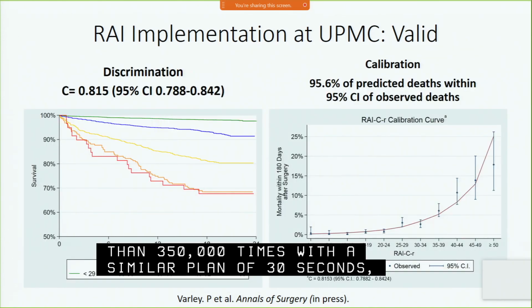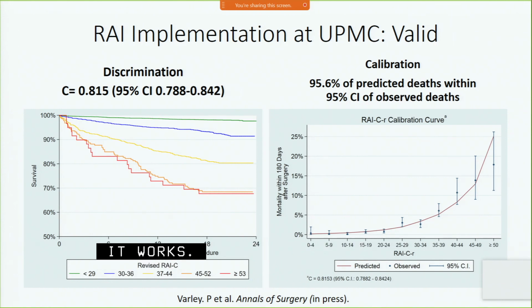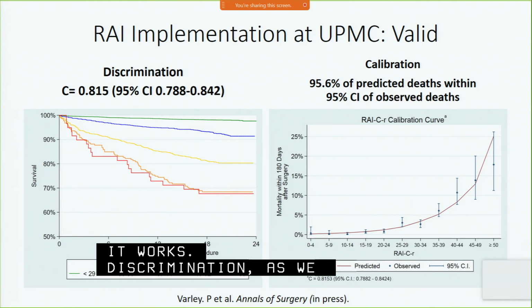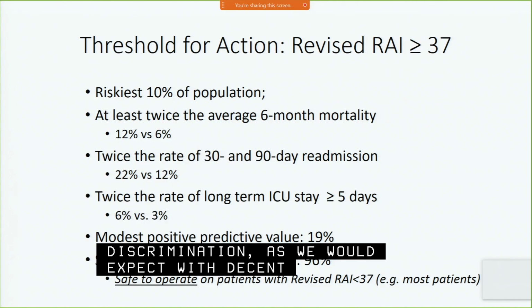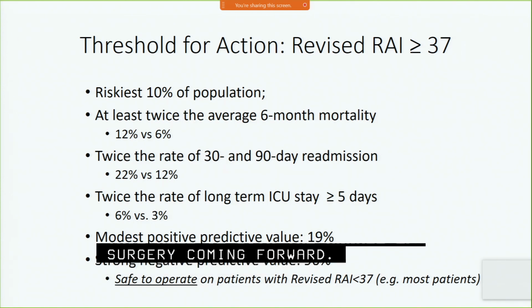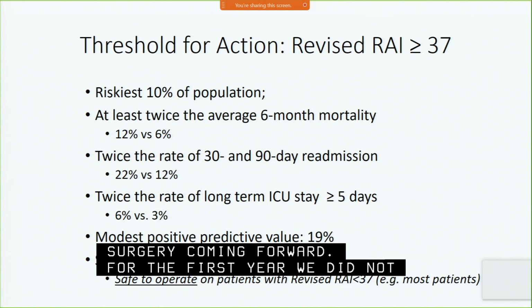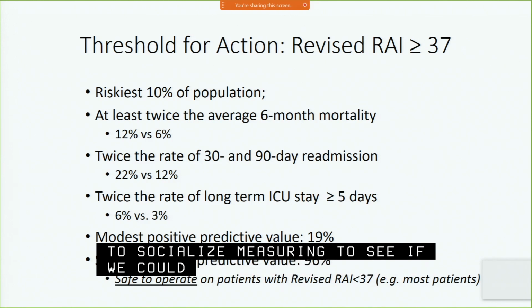Yes, it works. Discrimination, again, as we would expect in the low 0.8s with decent calibration. This also is in press with Annals of Surgery coming forward. Now, for the first year, we didn't ask the surgeons to do anything different at UPMC. We were just trying to socialize measuring and seeing whether we could get the score and then showing them with their own data that this was actually an effective tool to risk stratify their cohort.